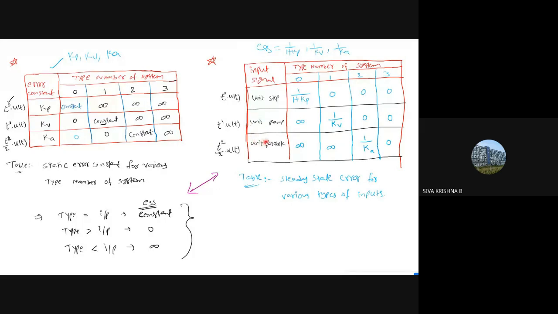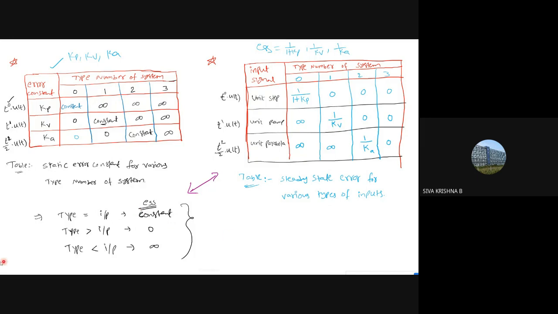Similarly, ESS also you will get like that only. T power 0 means for type 0 you will get some constant value. T power 1 means for type 1 you will get 1 by Kv, that may be some value. That is not 0 and that is not infinity. Basically, if you want to find ESS or any static error constants, you will have mainly 3 outcomes. Those are, one is 0 and one more is infinity and one more is constant. Constant means that depends on the input.